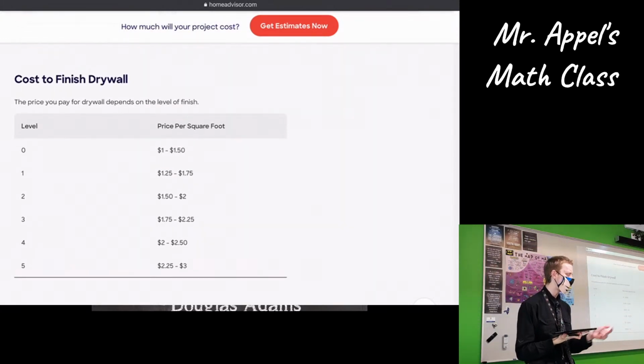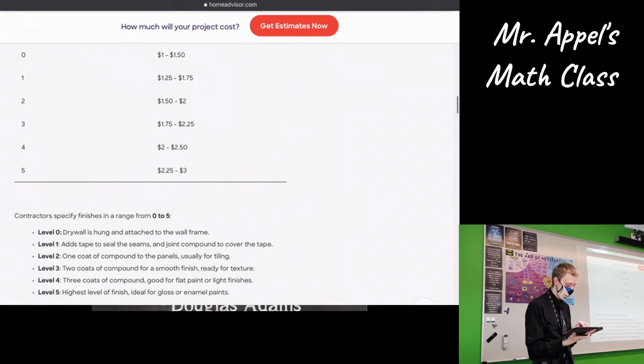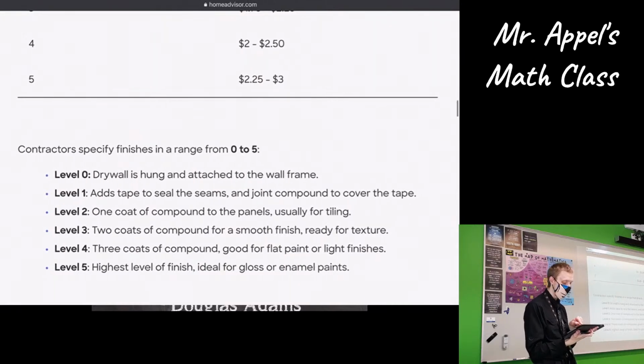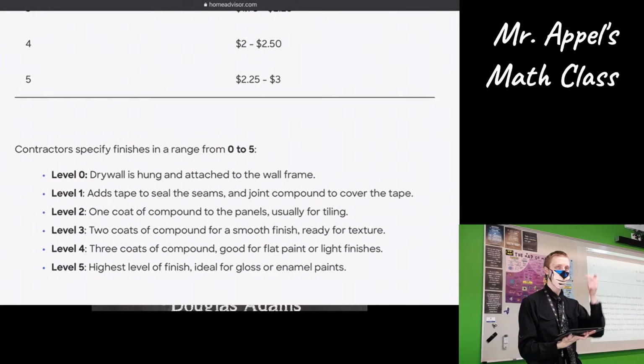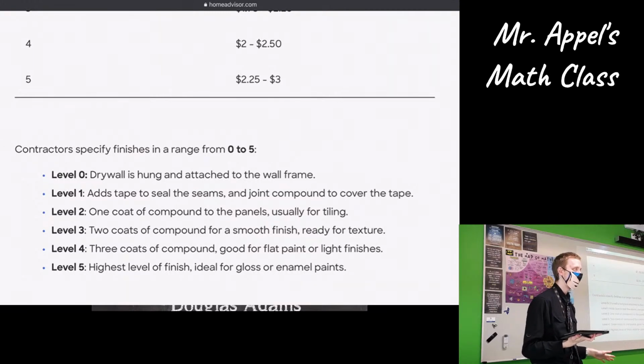Remember the bit about quality? Like, well, what quality of installation do you want? This is it, level of finish. Do you want literally level 0, drywall is hung, attached to the wall frame? Screw it in and say done. Or do you want to go another level and tape up this to seal the seams, joint compound to cover the tape?